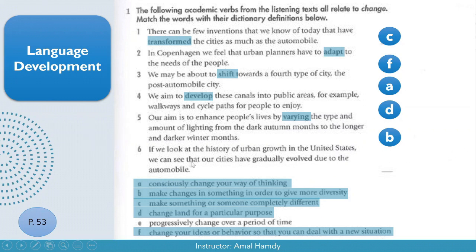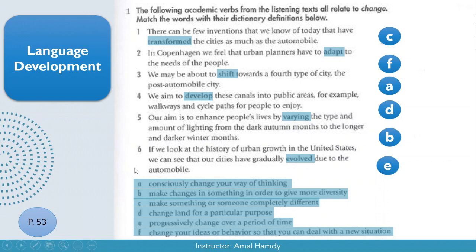This would be B. And lastly, we have, if we look at the history of urban growth in the United States, we can see that our cities have gradually evolved due to the automobile. Of course, it will be progressively change over a period of time. So why are they called academic verbs? Because if you are writing in a non-academic way, you can use the verb change in all of these sentences. Maybe the only sentence that we can't use change in is sentence number 2, because adapt is quite specific. But the rest of the sentences, we can probably use the word change instead of the academic verb.